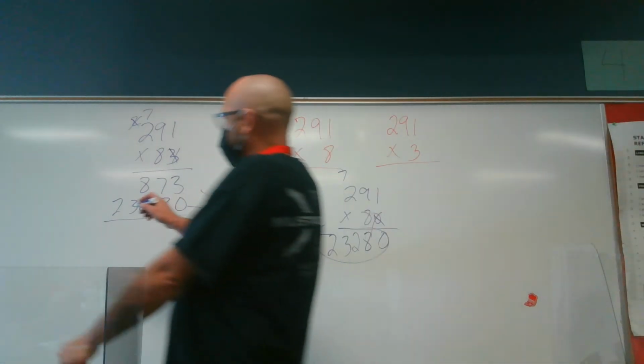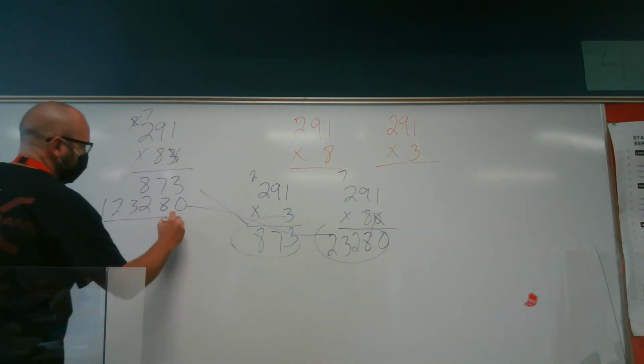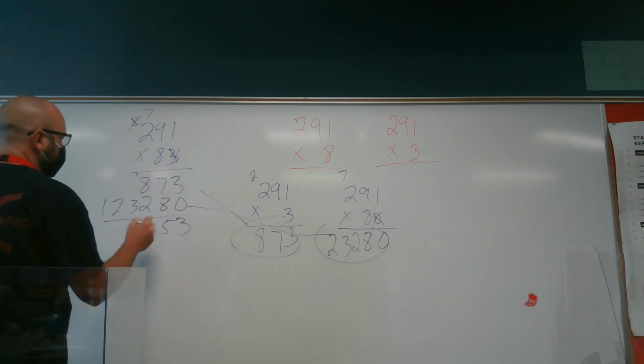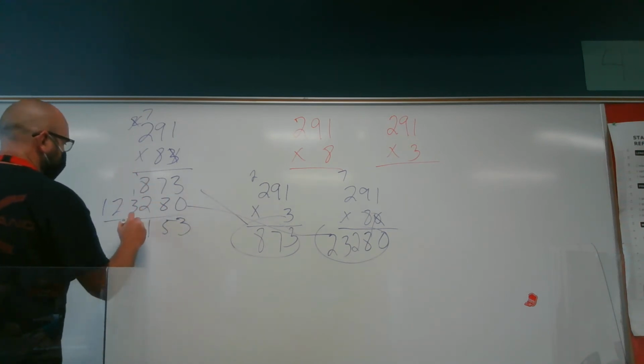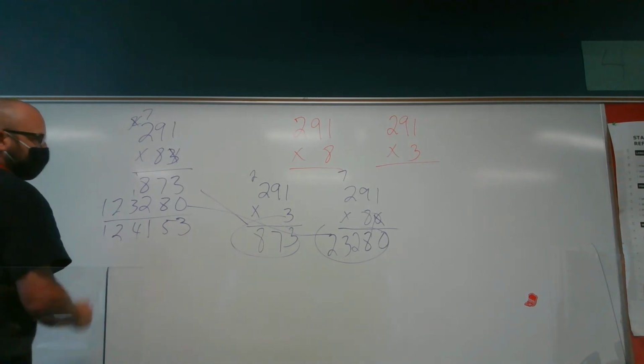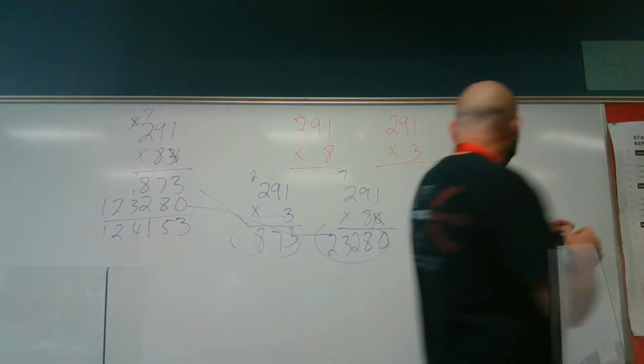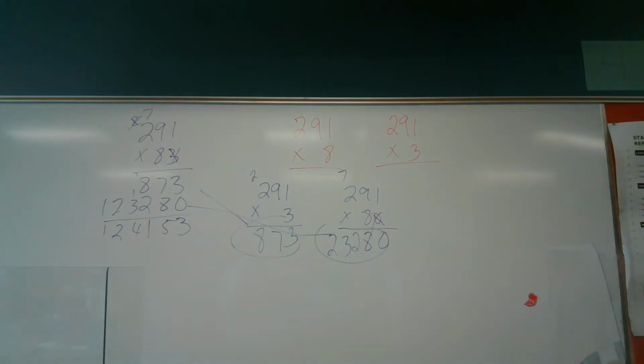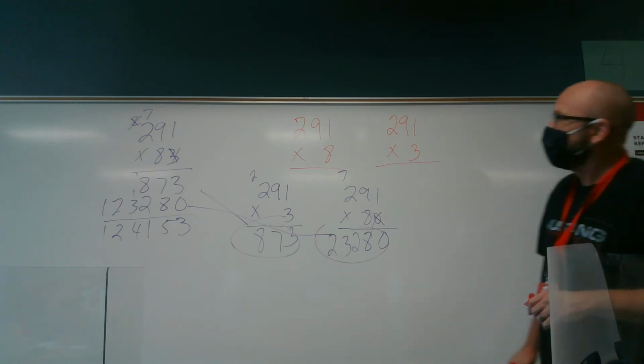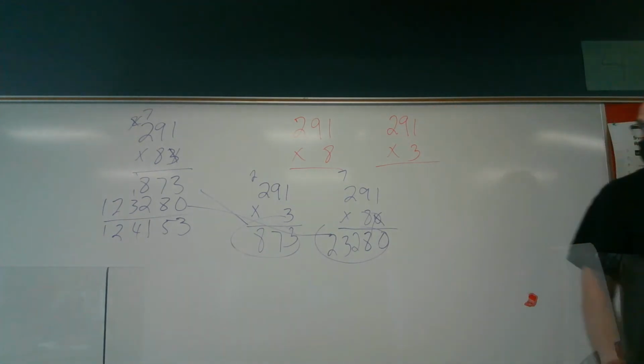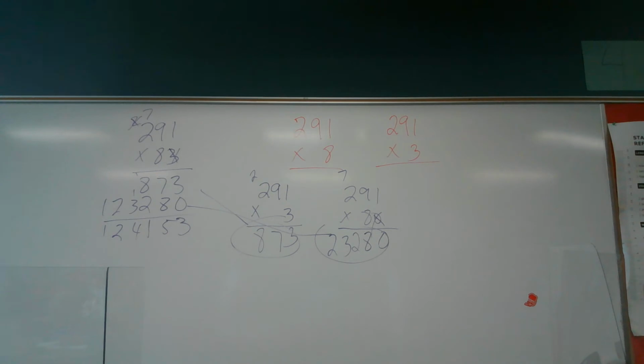Then we just add these two products together. 3, 15, 10, 11, 4, 2, 1. I did that. So 291 times 83 should be, if I did it right, 124,153.